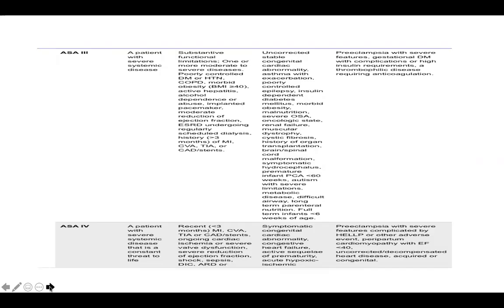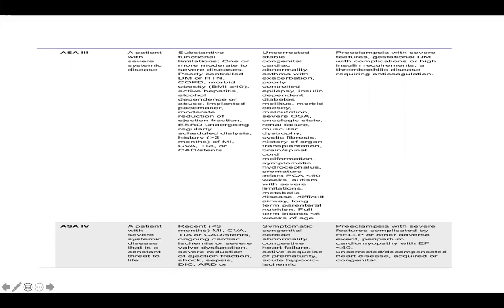Same thing again. I'm not going to waste any more of your time. ASA3 is severe systemic disease. ASA4 is a patient with severe systemic disease, which is a constant threat to life. So this is like a patient who has had a myocardial infarction, and they're at risk of having another one, or they've had a stroke and they're at risk of having another stroke, or a patient with a coagulopathy, or a patient with severe heart failure who can die at any time.